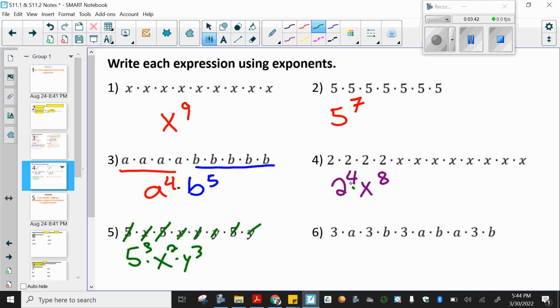All right. Over here, same thing. 3 to the 1, 2, 3, 4. A to the 1, 2, 3. B to the 1, 2, 3. All right. And that's how you go the other direction. This is why we're doing two things. That is so easy. All you have to do is be able to count.